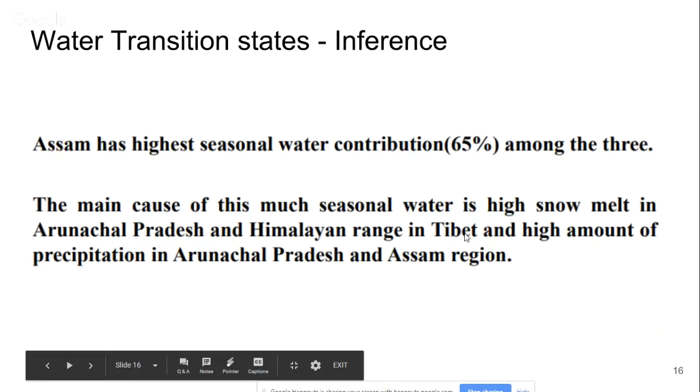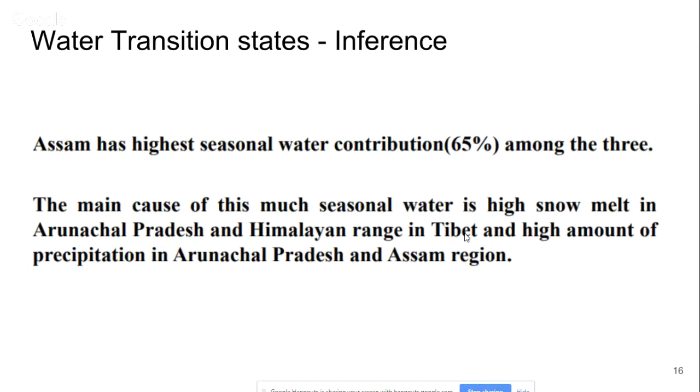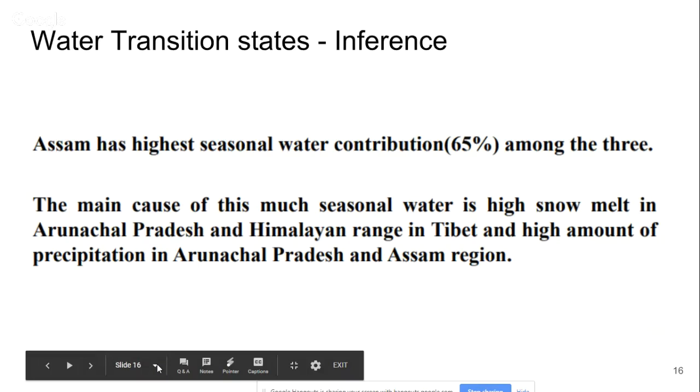This is the inference that we have made. Assam has the highest seasonal water contribution, which is around 65% among the three states, which are Assam, Arunachal Pradesh, and Tibet. The main cause of seasonal water is the high snowmelt happening across Arunachal Pradesh and the areas lying above it, and the precipitation in the Assam and Arunachal Pradesh areas.